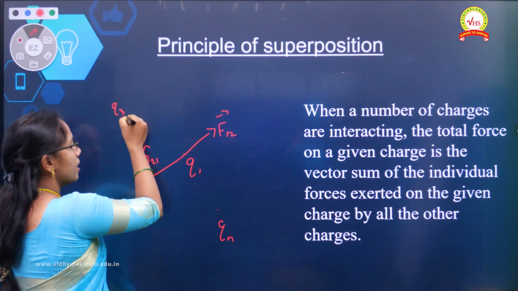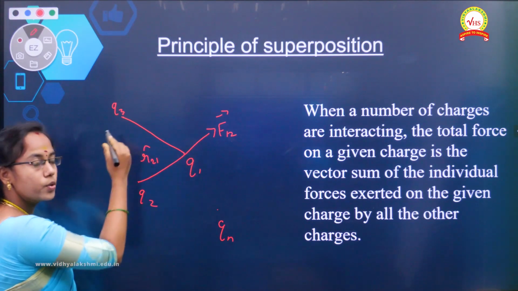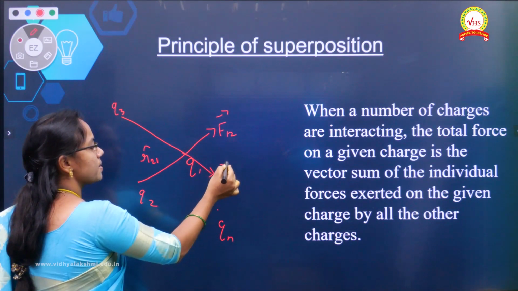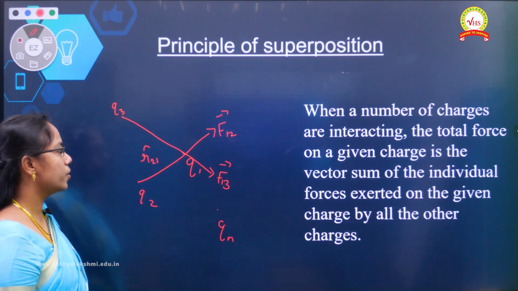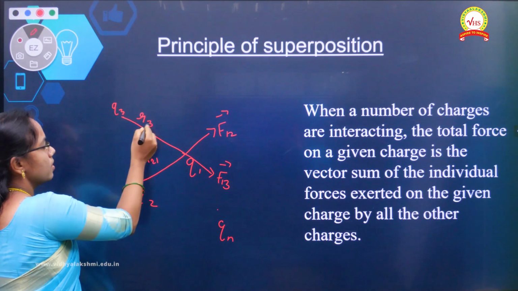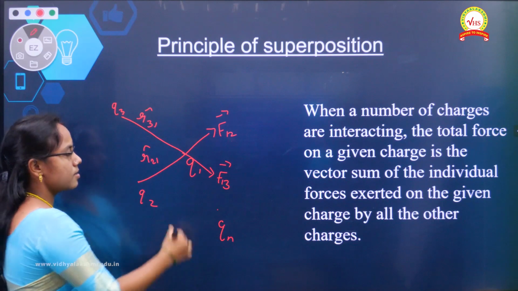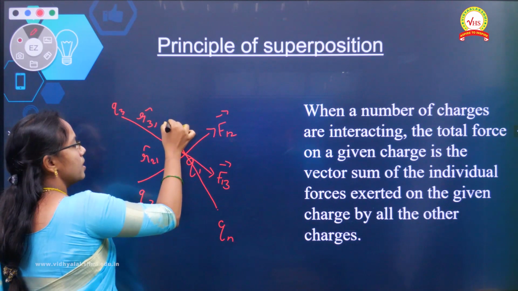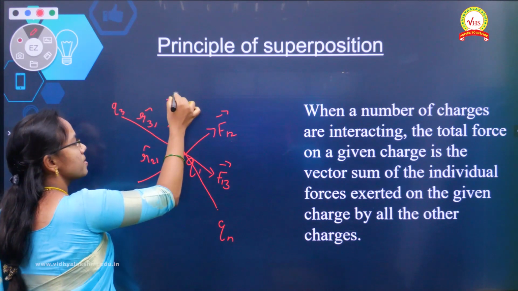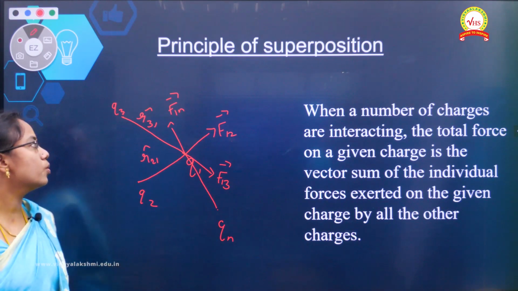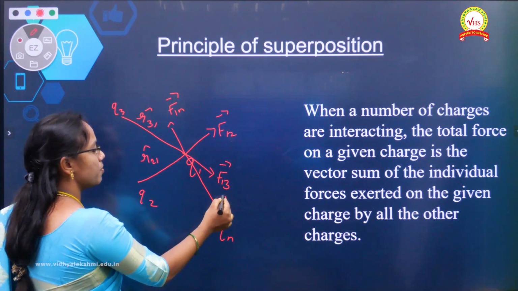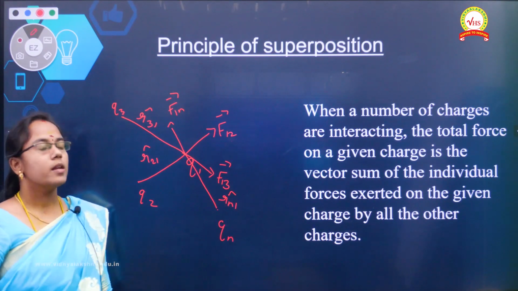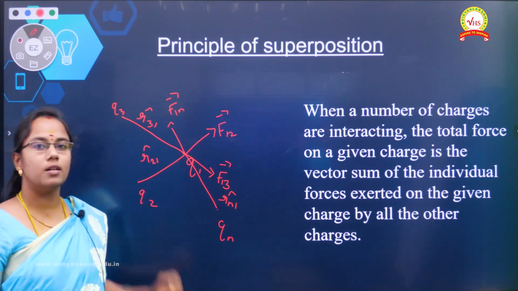Similarly, we can mark the force on charge Q1 due to Q3. It will be this way. F13 represents the force on charge Q1 due to Q3, and R31 unit cap represents its direction. Similarly, the force on Q1 due to the Qn charge can be represented in this way. F1n represents the force on charge Q1 due to Qn, and its direction can be identified from the unit vector Rn1 cap.